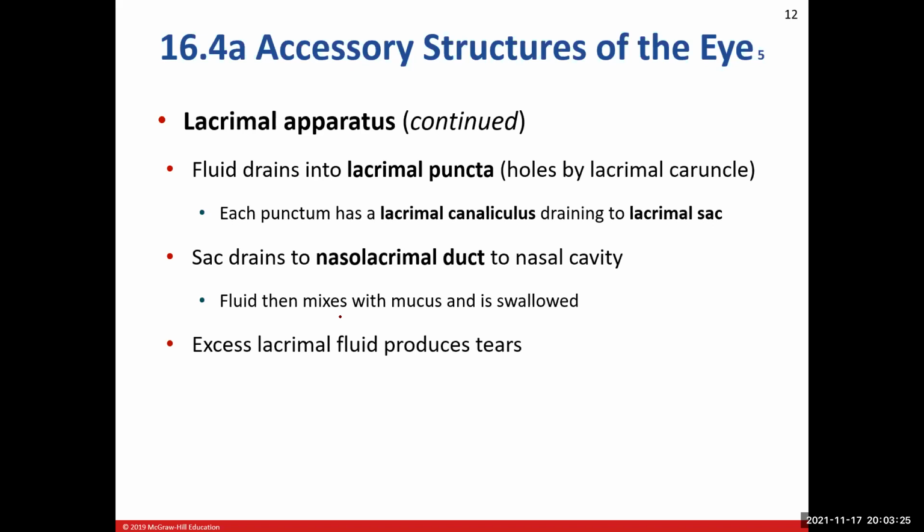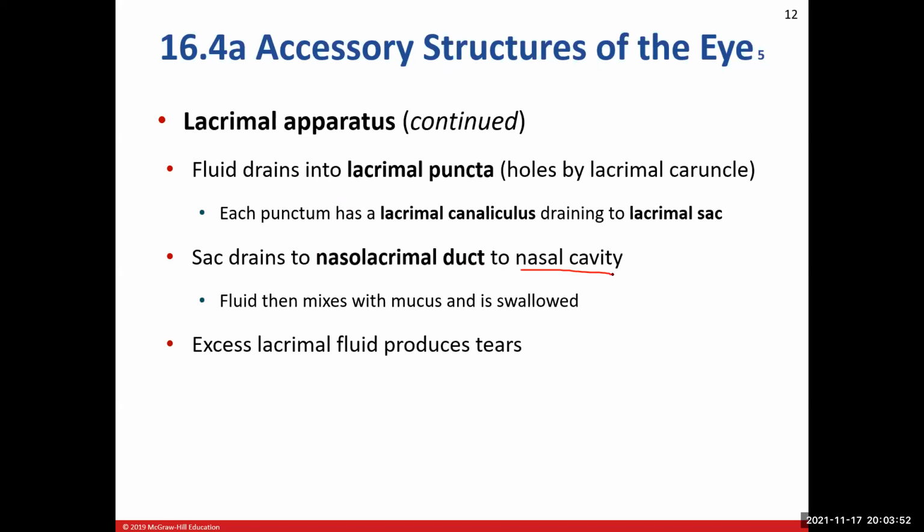that are going to drain into the structure called the lacrimal sac. And that lacrimal sac then empties into the nasolacrimal duct, which empties that lacrimal fluid into your nasal cavity. And of course, your nasal cavity will then flush that fluid back down towards the nasopharynx into your throat, and then you can swallow it down.